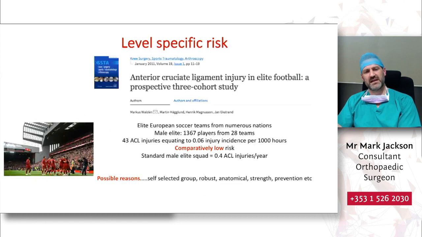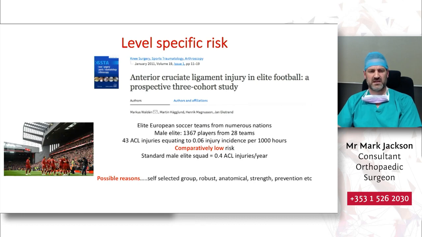There is, again, a difference between looking at an adolescent amateur athlete and comparing that to somebody who's involved in very high-level elite sport. And actually, the relative risk of an elite, say, Premiership footballer tearing their cruciate ligament is actually relatively low. And this study looked at 28 teams in elite European soccer, so Premier League, Bundesliga, Liga, etc. And really the risk is quite low. So a standard male squad would probably only get one ACL injury every couple of years. So that's clearly going to be quite different to an amateur teenage type individual.